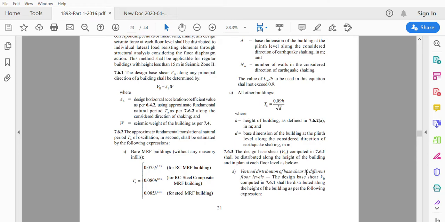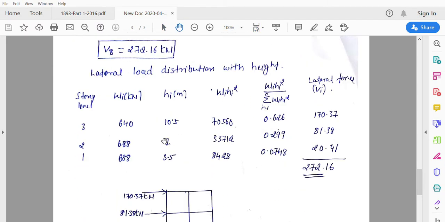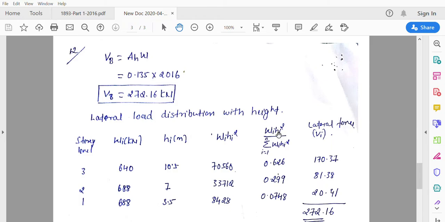Vertical distribution of base shear to different floor levels. This is the formula which is used to distribute the lateral force vertically: Qi is equal to Wi hi square divided by summation of Wj hj square, into Vb. These parameters for each floor can be presented in a table format. Here story level, say 1, 2, 3. Wi is the seismic weight at each floor, hi is the height. So Wi into hi square, then Wi hi square divided by summation of Wj hj square, and the lateral force Qi. So Qi is Wi hi square divided by summation of Wj hj square multiplied by Vb, that is the base shear.